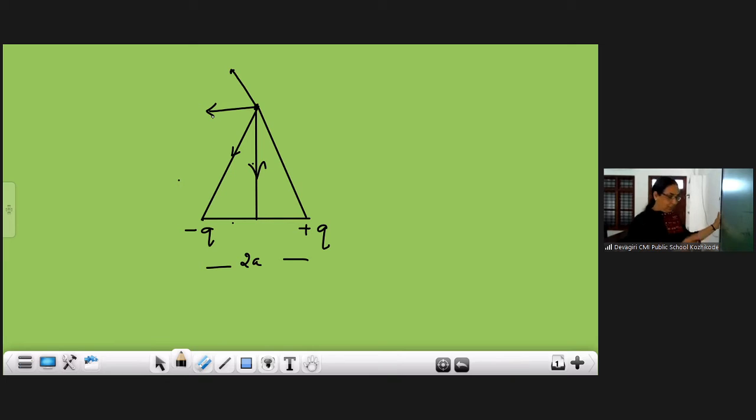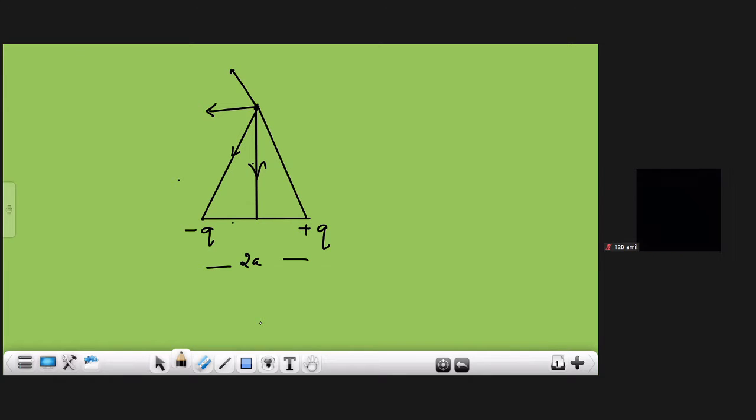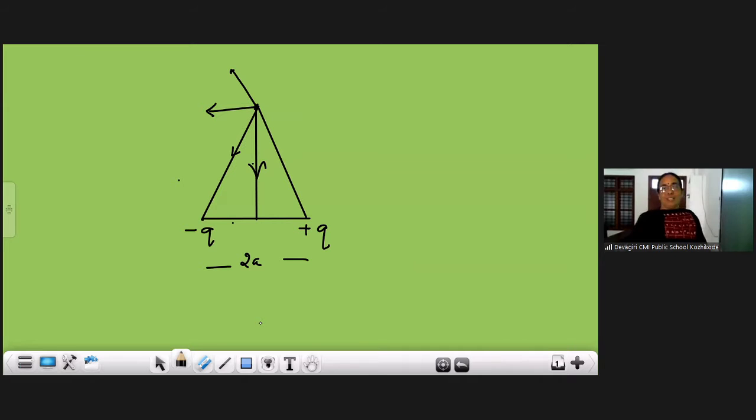So these are the two cases we have learned, and what more we want to learn today about the dipole is what happens to a dipole when it is kept in an external electric field.